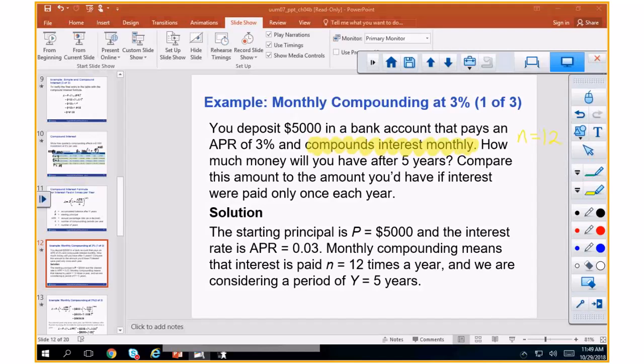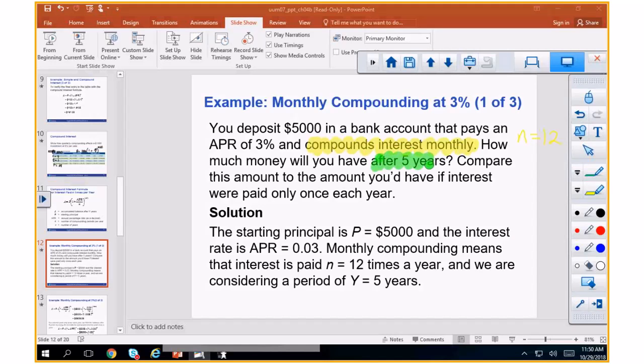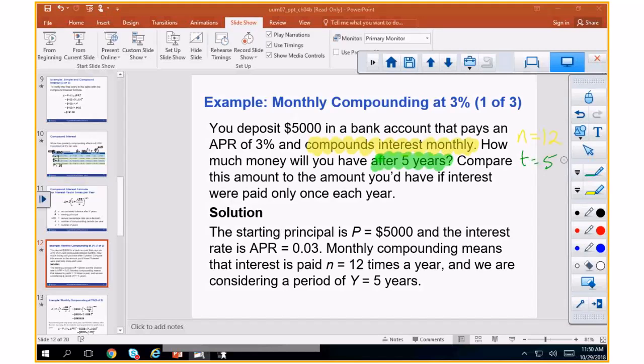Because when you see that compound interest monthly, that tells you N. If it said quarterly, daily, semi-annually, or annually, that would tell you what N is equal to. How much money will you have after 5 years? So I'm going to take my green highlighter and my green marker, and T is equal to 5. P is equal to 5,000, and my R is equal to 0.03. So I've got everything there.